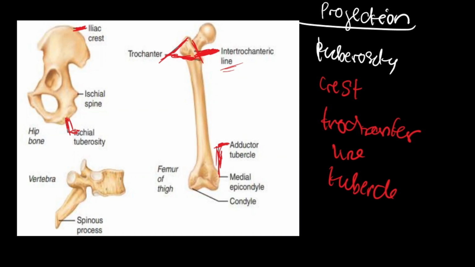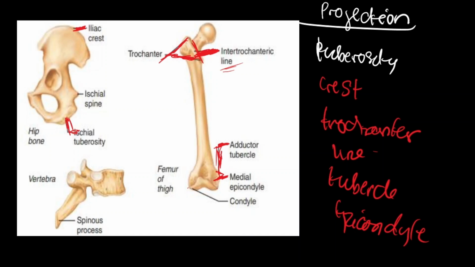Then we have the epicondyle. The epicondyle is a raised area on or above a condyle. Epi means above. As we see, a condyle is a rounded articular projection. So the epicondyle is on or above the condyle. Here in this picture, we can see the medial epicondyle of the femur. We also have the lateral and medial epicondyle in the humerus, and of course it's above the condyles that we have here.